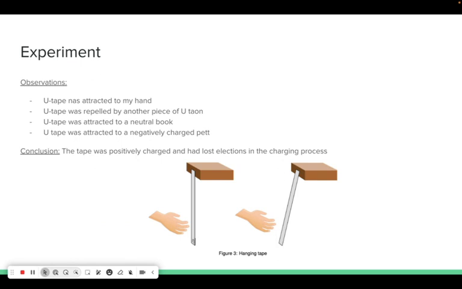Also, in my experiment, my observations: the tape was attracted to my hand. The tape was repelled by another piece. The tape was attracted to a neutral book. The tape was attracted to a negatively charged object. In conclusion, the tape was positively charged and had lost electrons in the charging process. And again, in figure 3, you can see that during my experiment, the tape was attracted to my hand.